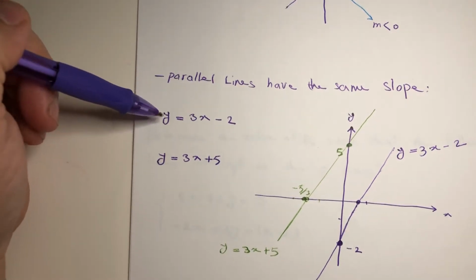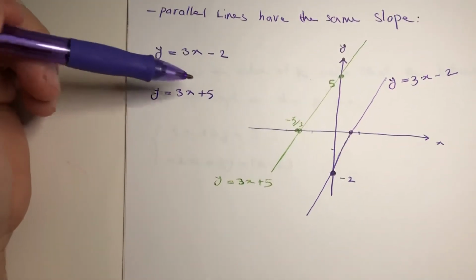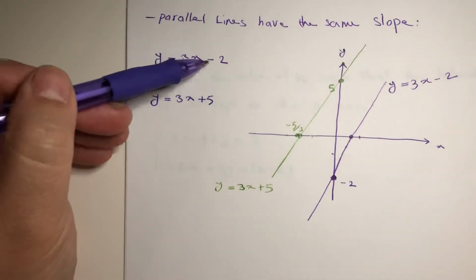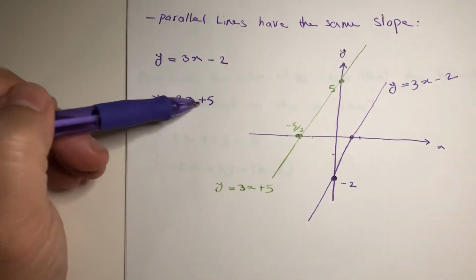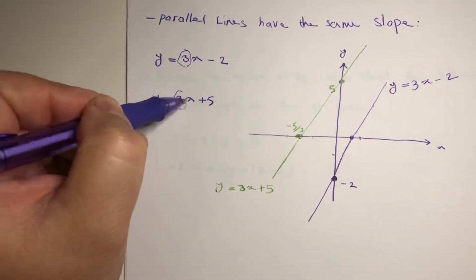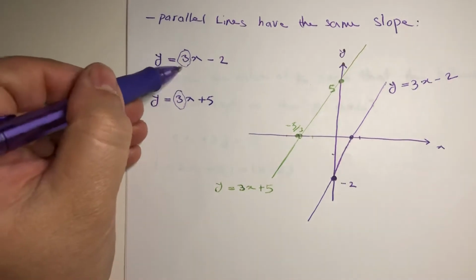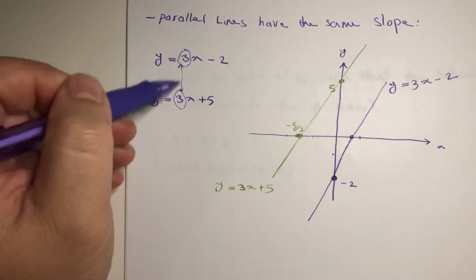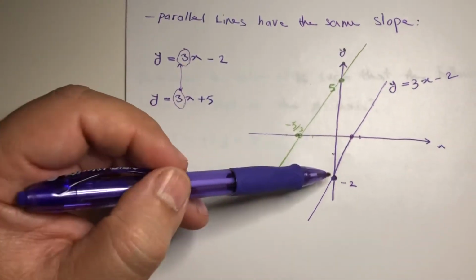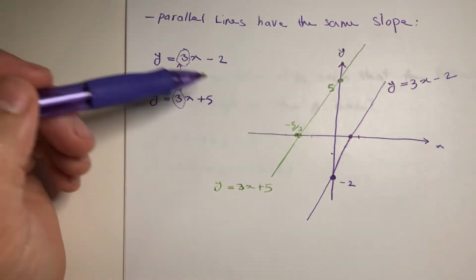For example, here you can see that we have two lines, y equals 3x minus 2, y equals 3x plus 5. Both of them have the same slope, 3 and 3, right? So these two lines should be parallel. In fact, if you draw the lines, you will see that they are parallel.